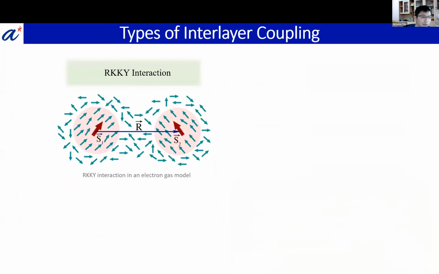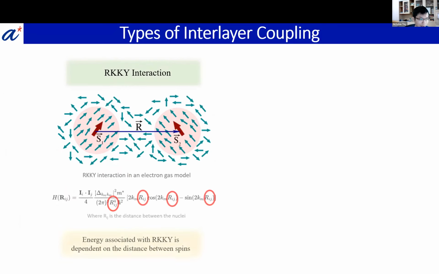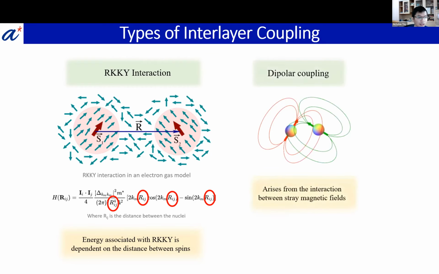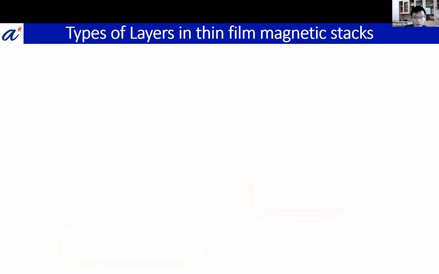So the device that we are working on hinges on interlayer coupling interactions, specifically the effect of RKKY interaction and dipolar coupling. RKKY is the electron-mediated long-distance exchange coupling between localized magnetic moments in metals. The energy associated with RKKY interactions are dependent on the distance between spins, and in a while I'll be showing how this forms the basis of our work. Another effect that we have to account for is the dipolar coupling, which we have also exploited to realize skyrmion cloning.